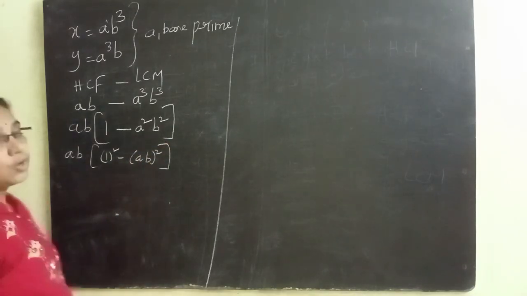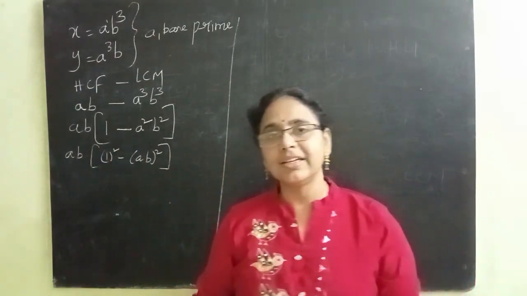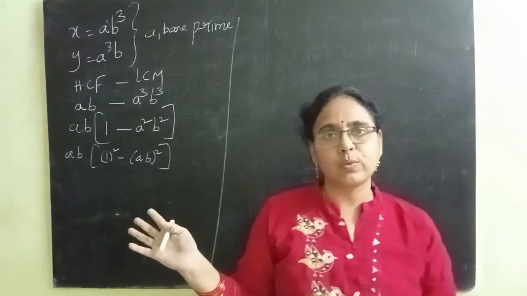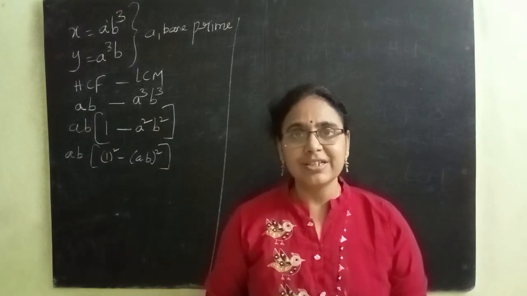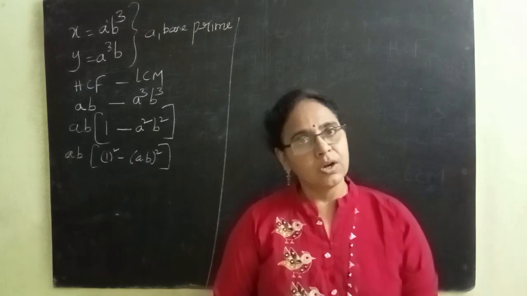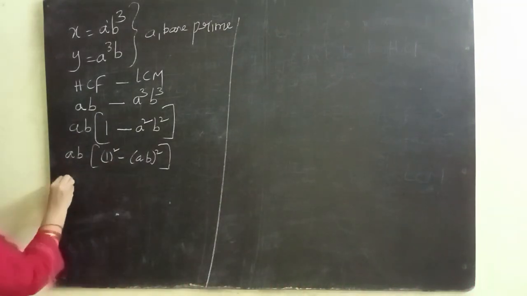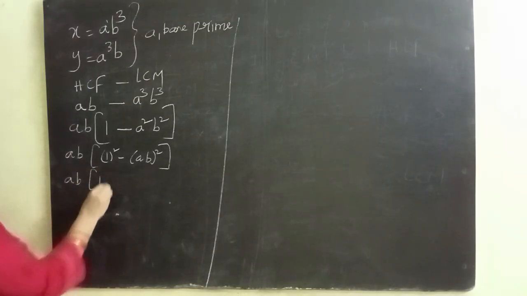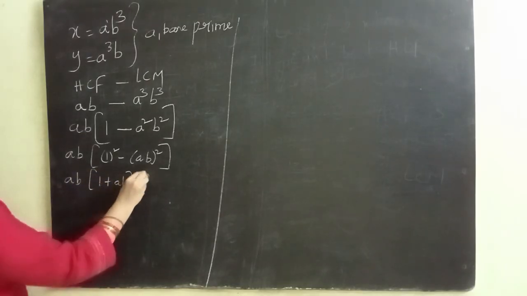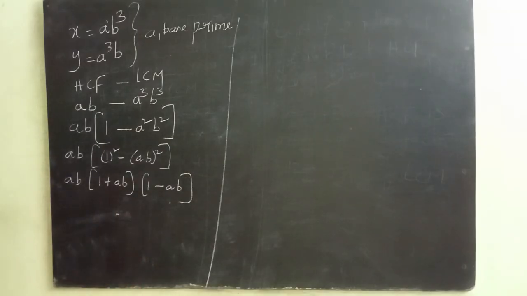By seeing this, I hope you got the formula. From 8th class onwards you are learning it. It is in the form of a² - b². What is the formula of a² - b²? (a + b)(a - b). So here a means ab, b means 1. So the answer is ab(ab + 1)(ab - 1).